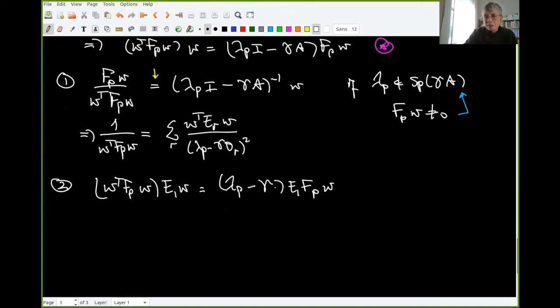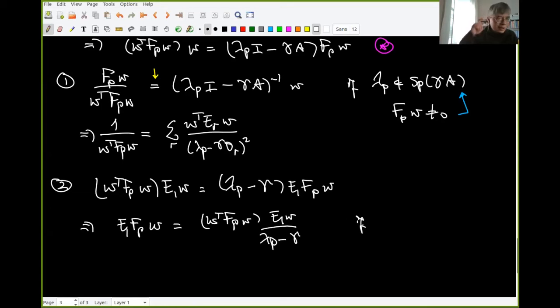Remember, E1 corresponds to eigenvalue 1 for A. So that's why it's done. And the conclusion here is, again, I need some condition, but I need to express this expression as this constant E1W over this difference. And this is only kosher if gamma is not in the spectrum of the perturbed matrix, so then I'm not dividing by 0.